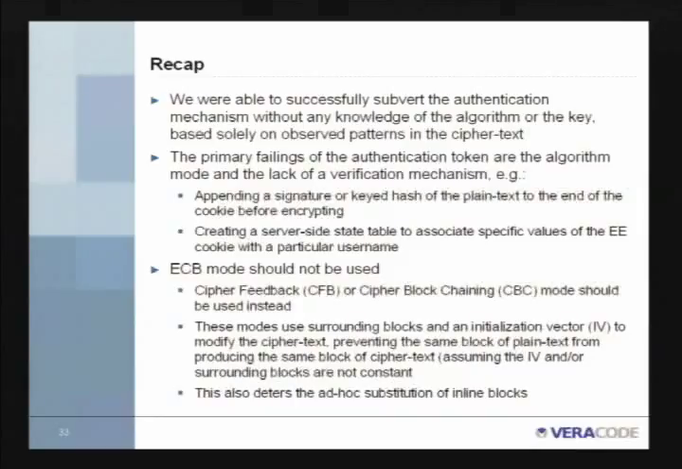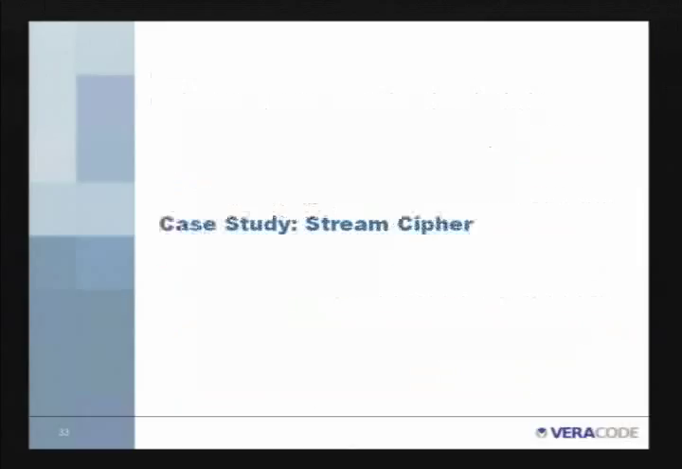And the other thing is there's no verification mechanism for the application to associate specific values of the cookie with a particular username. They're just decrypting what's coming over and finding that known location in the plain text and saying, okay, this is who I am. So in conclusion, ECB mode should not be used. I'm not going to talk too much about that because we have more interesting case studies.